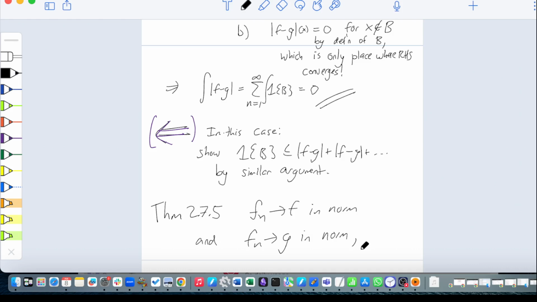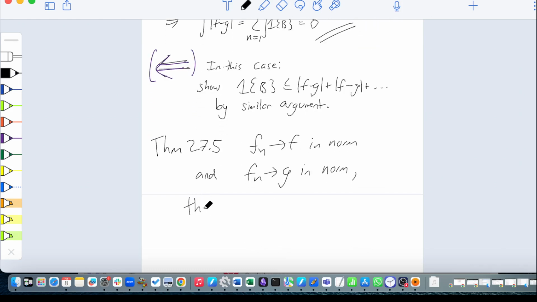right? So if L1 was truly a normed space and really obeyed this thing, where the norm is 0 only if it's the 0 function, then you can only have one limit in norm. But because L1 is not a normed space, it could be that F and G are two completely different functions. That can happen. But the thing is, they are equal almost everywhere. Then F equals G almost everywhere.